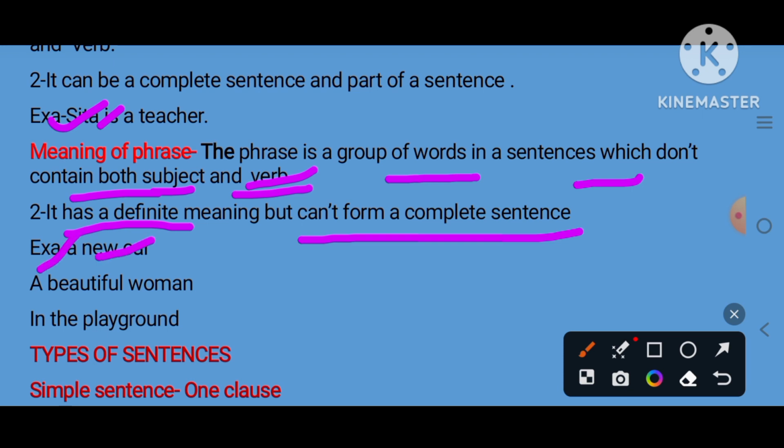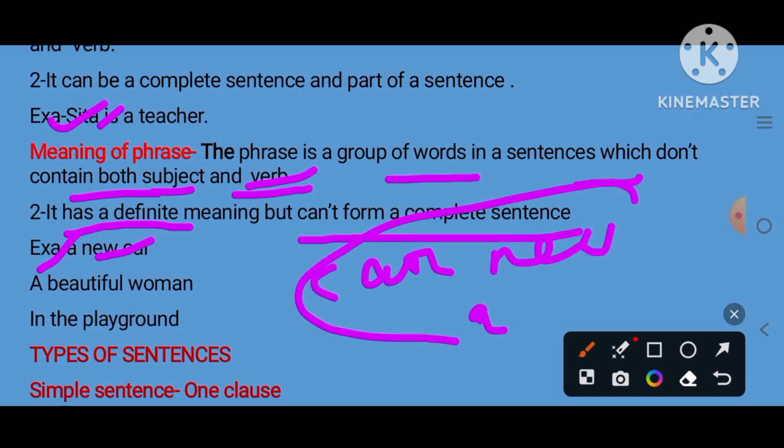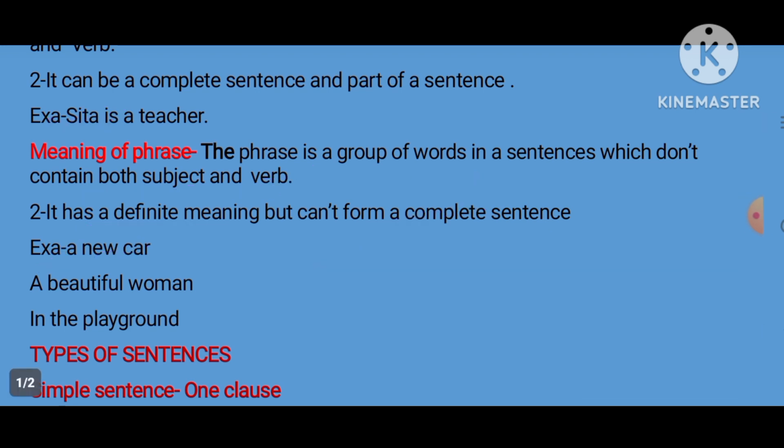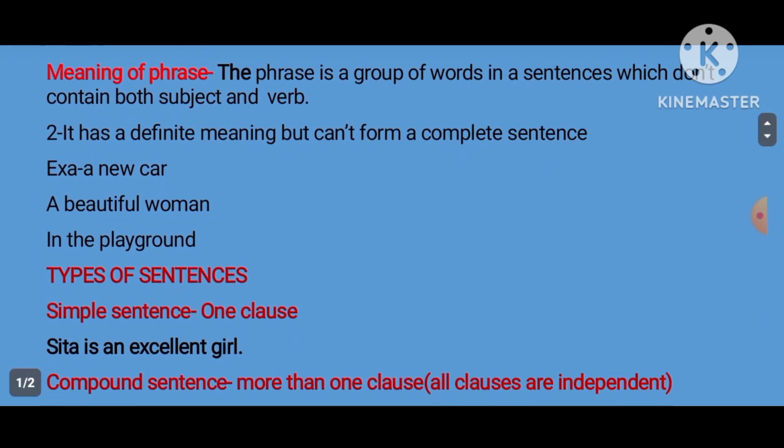Look at this, a new car. If I write car, new, a, this is also a group of words, but it does not give us any sense. So we can't say this is a phrase. Okay. So what is the meaning of the phrase? A phrase is a group of words which doesn't contain subject and verb, but it has a complete sense. Look, a beautiful woman in the playground. We can say this is an example of a phrase.